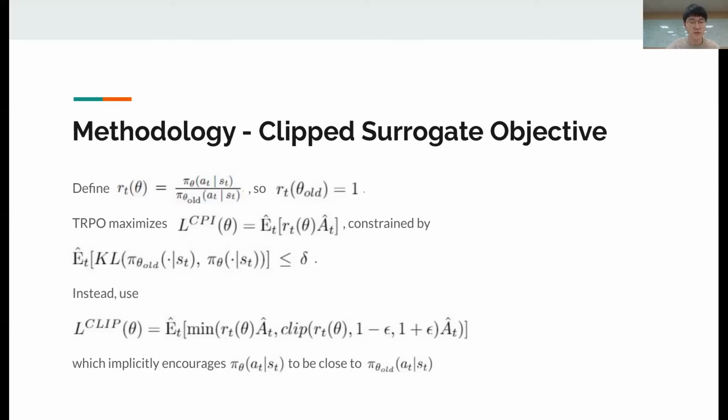TRPO used KL divergence to make the new policy close to the old policy. Instead, the clip surrogate objective uses this L clip as a loss function, which encourages r_t to be close to 1, so that the new policy pi theta gets close to the old policy pi theta old.